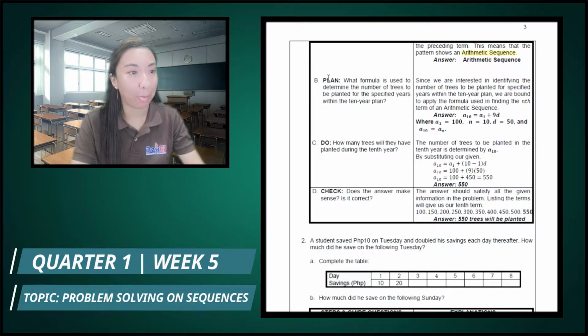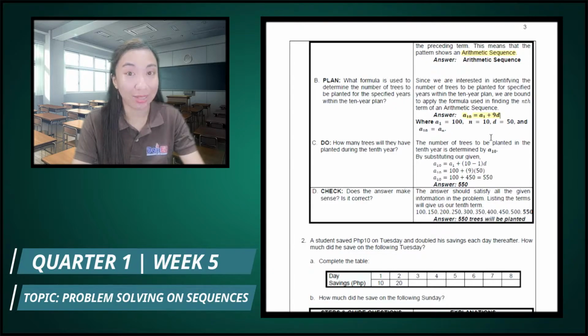Now let's proceed with B, Plan. What formula is used to determine the number of trees to be planted for the specific years within the 10-year plan? The explanation: since we are interested in identifying the number of trees to be planted for specified years within the 10-year plan, we are bound to apply the formula used in finding the nth term of an arithmetic sequence. So our answer here is, we'll find the 10th term of the sequence, which will show this formula.